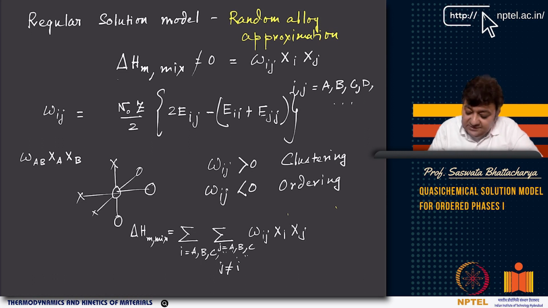Now when omega ij is negative, then 2eij is less than eii plus ejj. That means eij is a favorable interaction, because it has less energy, and so you will see more of AB type of bond. So basically if there is an A, then in general the adjacent atom will be of a different kind, like B. If you have an A atom, then it is more likely for you to see a B atom as its neighbor rather than an A atom.